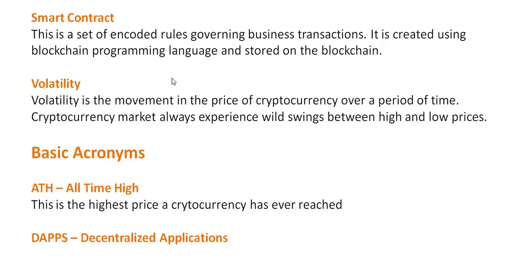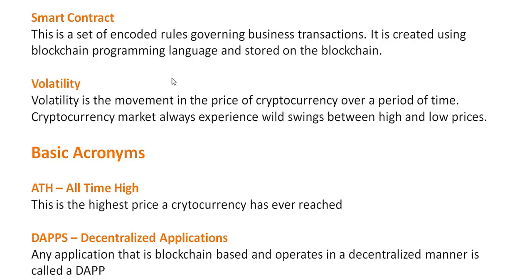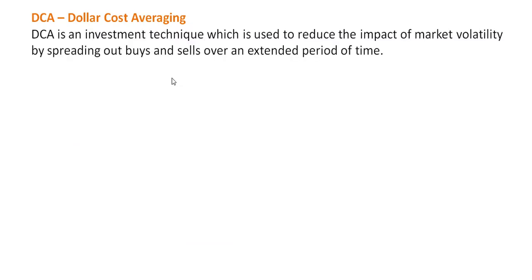So we have dApps, and that means decentralized applications. Any application that is blockchain based and operates in a decentralized manner is called a dApp. So we have DCA, which means dollar cost averaging, and the DCA is an investment technique which is used to reduce the impact of market volatility by spreading out buys and sells over an expected period of time. So it is used to control the movement of market prices.